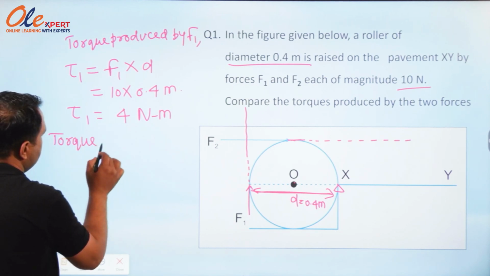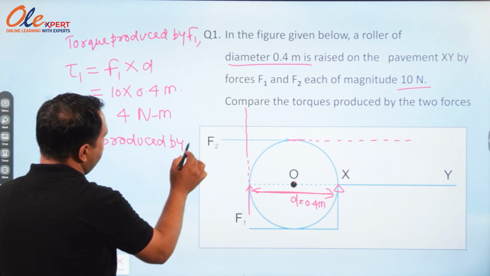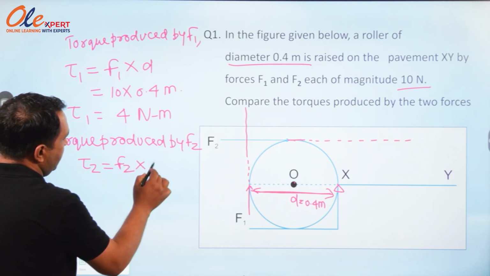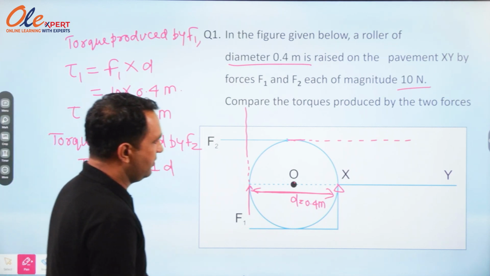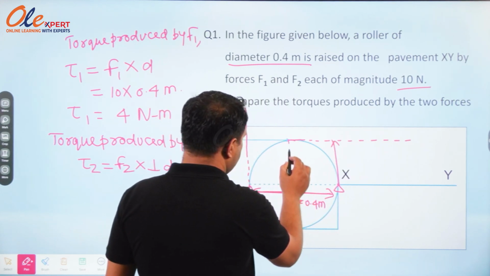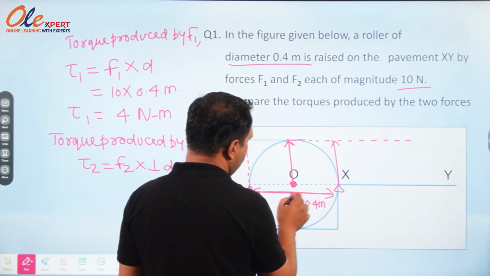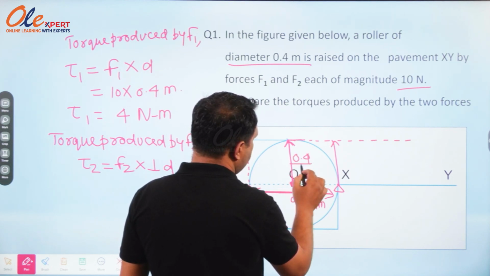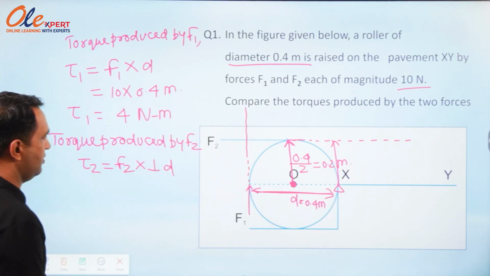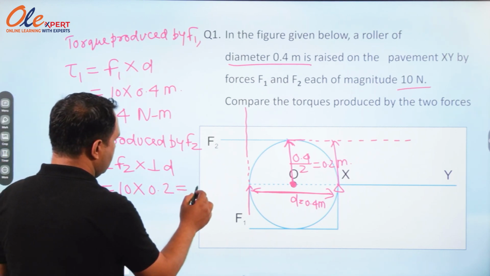Now, what will be the torque produced by F2? Torque produced by F2. Tau 2 is equal to F2 into perpendicular distance. What is the perpendicular distance? This much, and it will be equal to this. So this is the radius of this roller, and it will be equal to 0.4 by 2, 0.2 meter. So the perpendicular distance is 0.2 meter. Force is 10 Newton into 0.2, which is equal to 2 Newton meter.